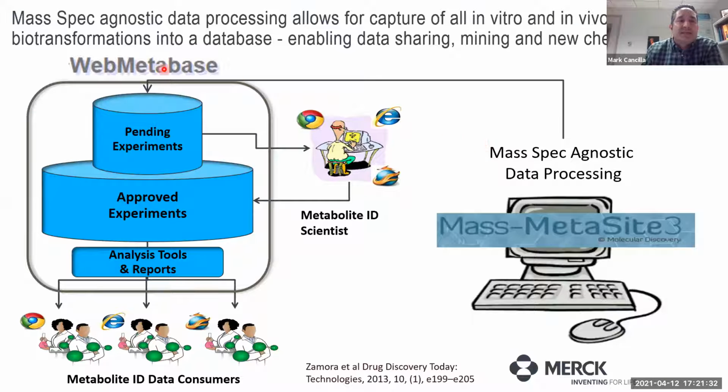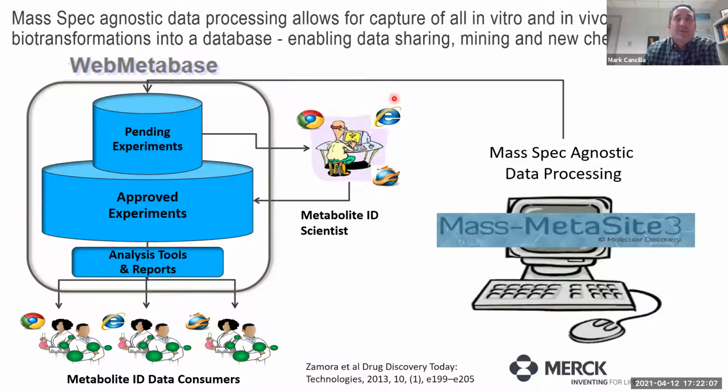WebMetabase is the name of the metabolite database from Molecular Discovery. After the data is processed, it goes into this bin, so to speak, in the server for pending experiments, where all the scientists within my group, and myself included, review the data and approve the metabolites. So it's not all completely automated. There's still a scientist who reviews the data. And it's all web-based, which is also really, really helpful. So you can, and I'll show you, you can even do this at home.